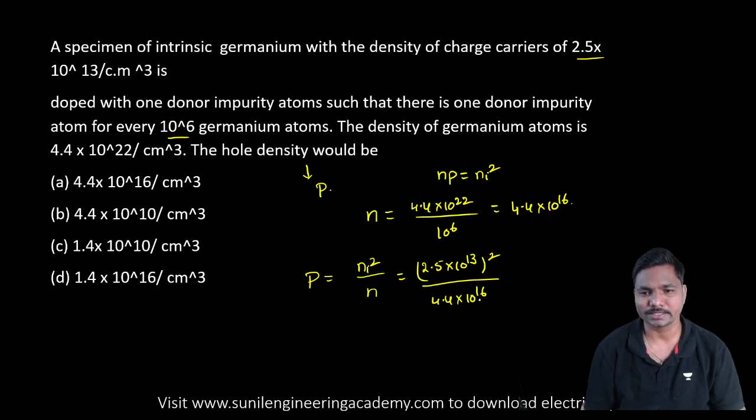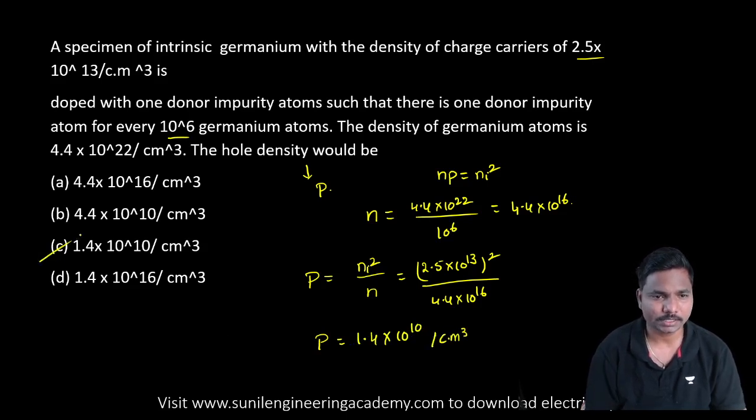This is 10 power 26. 10 power 16 comes to the numerator as minus 16. 26 minus 16, 10. Okay. So 2.5 by 4.4 into 10 power 10. 2.5 whole square means 6.25. 6.25 by 4.4 is nothing but 1 point something. We have only one option, 1.4 into 10 power 10 per centimeter cube. So the answer is option C.